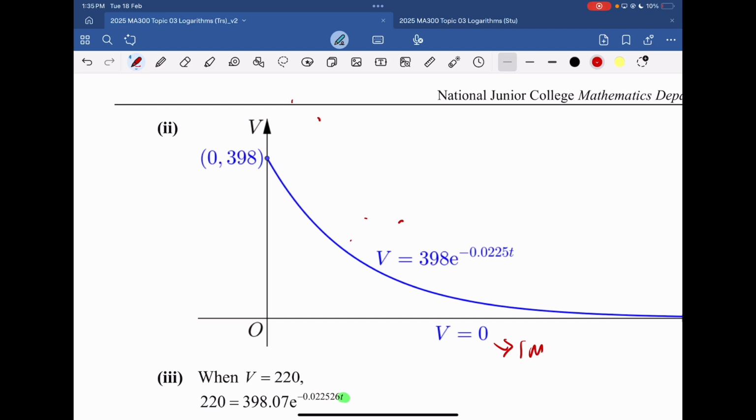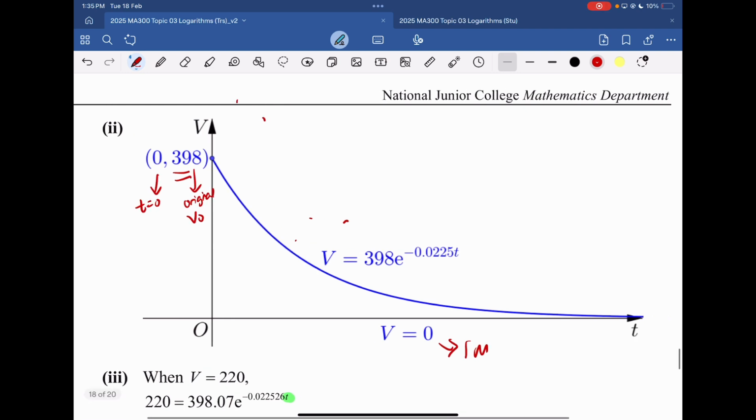Okay, so 398. Why is it 398? Because this is the original value, the original V0 when time is 0. The moment you drive out of the car, 398,000, over many years it becomes almost scrap metal, close to 0. Scrap metal means totally no price. Okay, this is the graph that you will see.